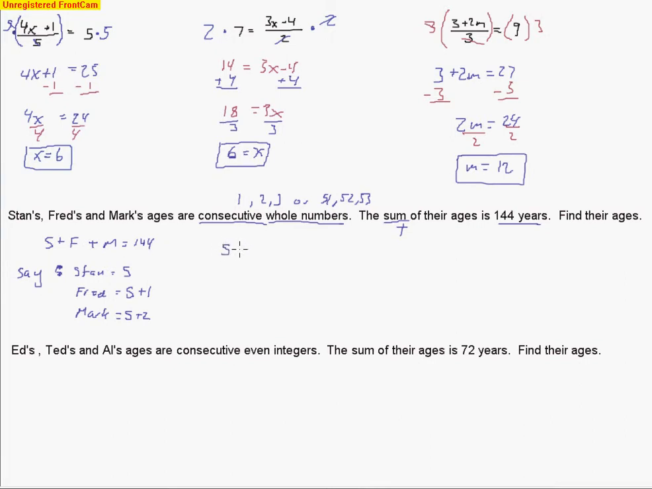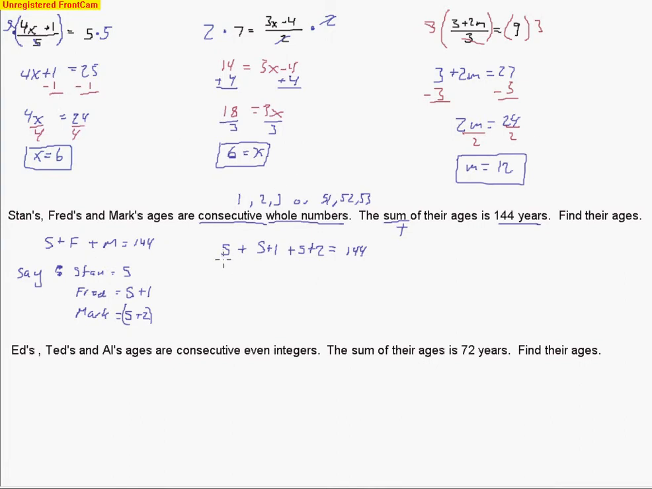So we have S still, plus, but in place of Fred's age, in place of F, now we're going to put S plus 1. And in place of Mark's age, we're going to use this expression here, this S plus 2. And then it's going to all add together to equal 144. So now we've got some terms we can combine together.